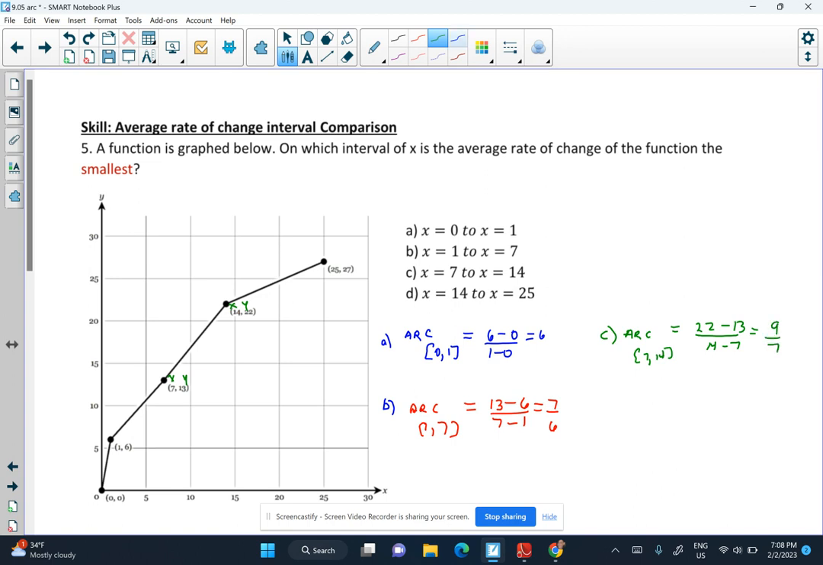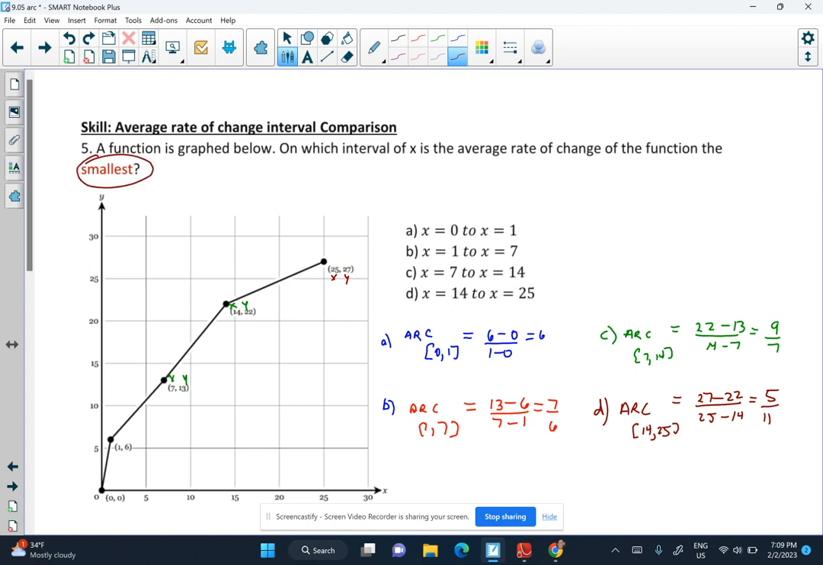And thank God it's only one more. I'll do that in like that brick red. Now we're looking at the average rate of change in the interval from 14 to 25. Again, y's on top. So that would be 27 minus 22 over 25 minus 14, and that simplifies to 5 over 11.